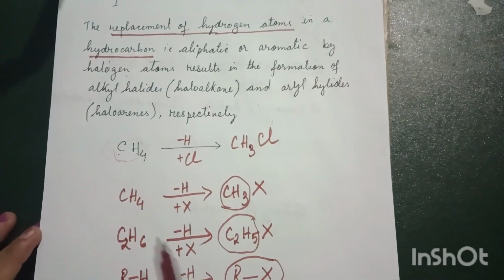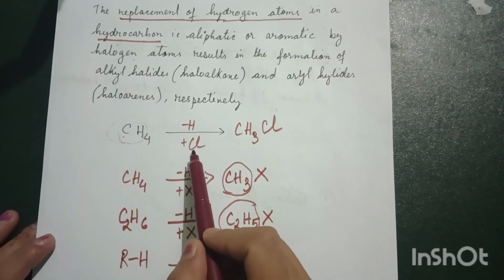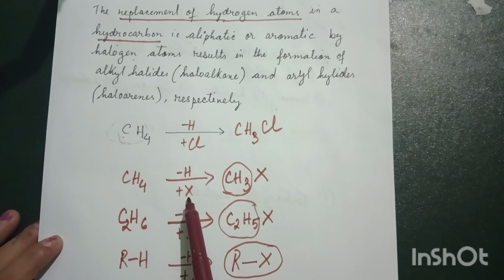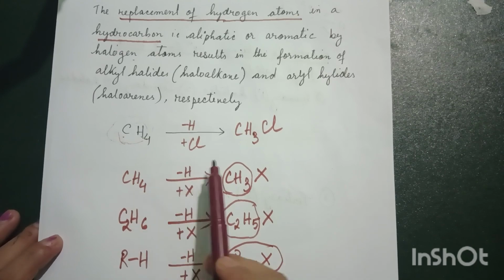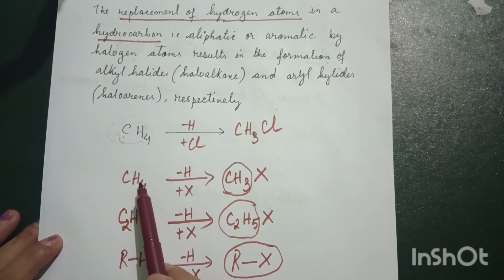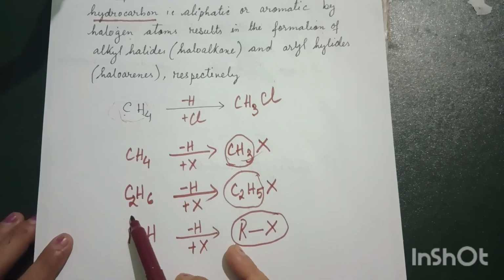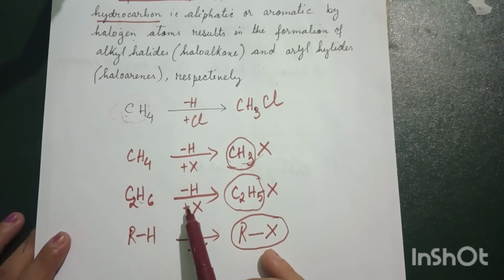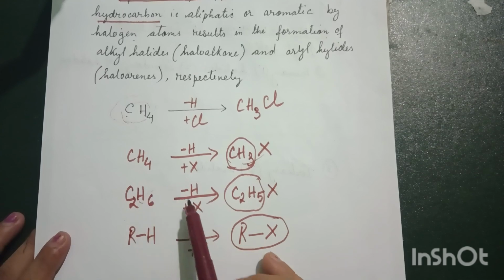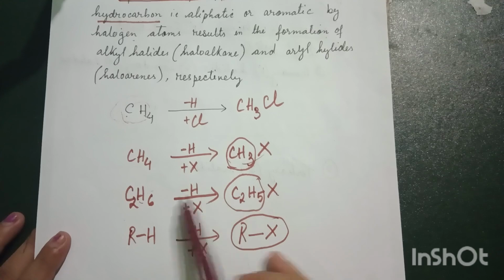Here we have taken CH4, and instead of Cl we can use any halogen group. So I have taken X, which represents any halogen group. We have 4 hydrogens here. Replace one of the hydrogens by a halogen group. Now let us take another, C2H6, which is called ethane. In the same way, we remove one of the hydrogens and replace it by the halogen group, and we get C2H5X.